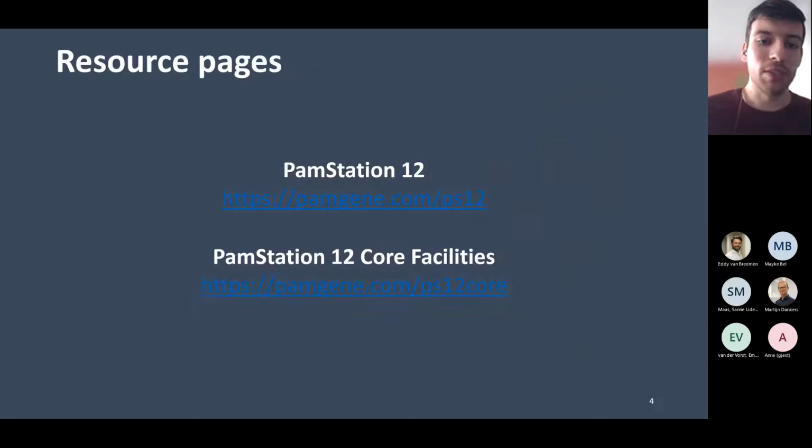But to continue the presentation, now we are all on the same page. I would like to refer to the resource pages. So I'm guessing you're all familiar with the PAM Station 12 resource page if you've used the PAM Station system recently. But we now also have a PAM Station 12 core facility page. So the slides that I'm showing you today will also be on that page, as well as a recording of this presentation soon. As well as some more core facility specific information will also be at this page. And we'll make sure to share this link with you as well, so you don't have to write it down necessarily right now.